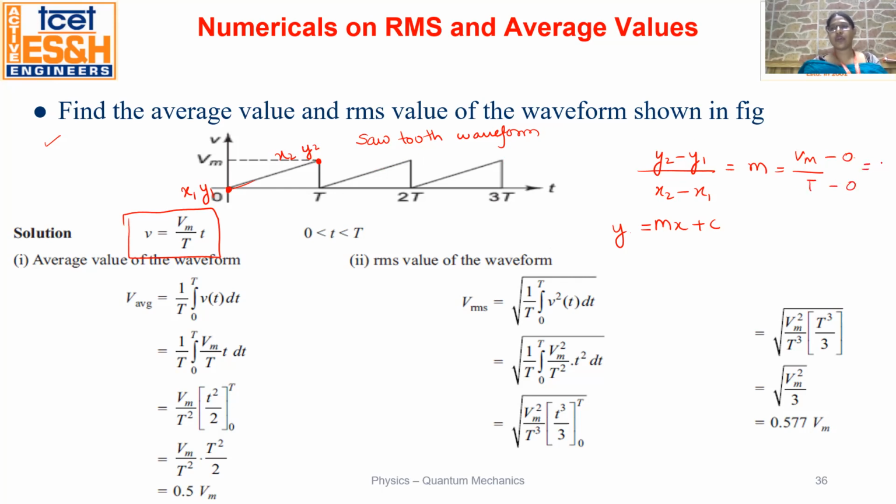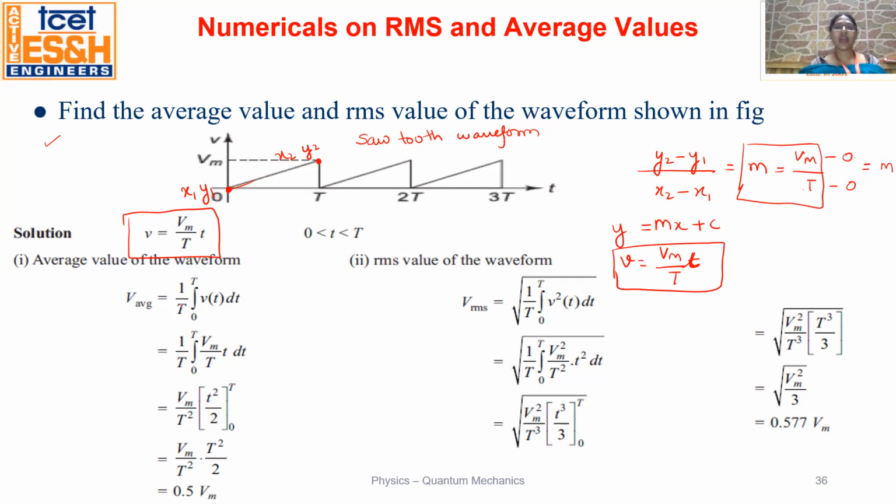So what is the value of m? m is equal to Vm by T. Now put Vm by T on the x-axis, where the value is t. So this is our equation for the waveform of this type of shape.